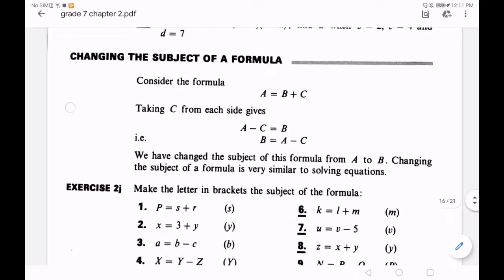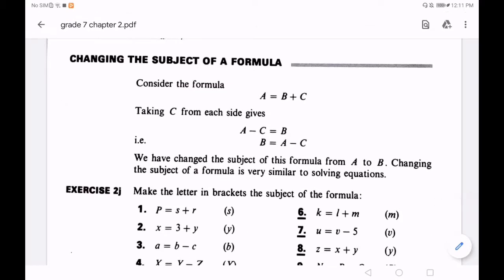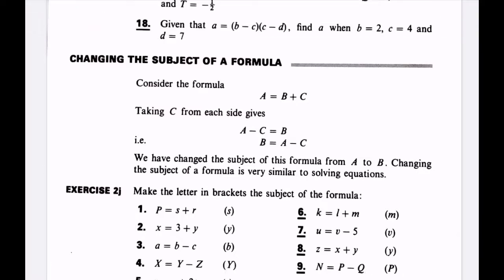So now, changing the subject of the formula. Consider the formula A equals B plus C, taking C from each side. Taking C from each side means we can subtract C from each side. So when we bring this C to the other side, B is left and C goes to the other side and becomes subtracted, as you know. So B is equals to A minus C. So we have changed the subject from A to B.